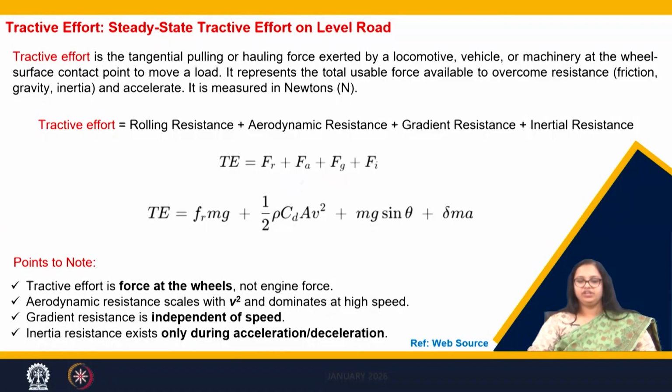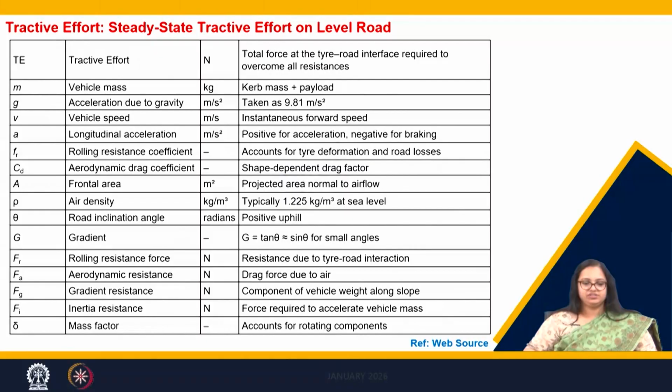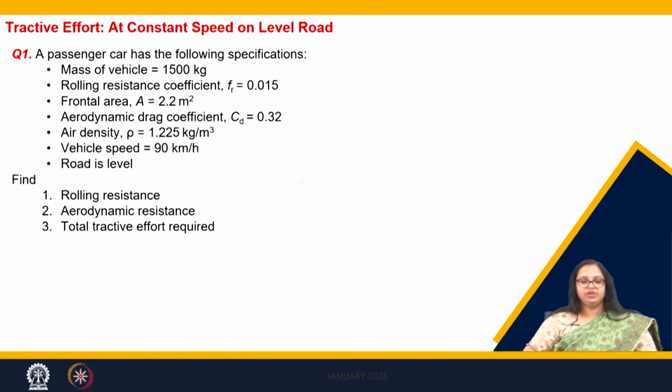Now, the points that we need to know about the tractive effort: the tractive effort is the force at the wheels and it is not the engine force. This is a very important point. The second point is that the aerodynamic resistance scales with v squared, that is the velocity, and dominates at higher speed. The gradient resistance is independent of the speed, and the inertial resistance exists only during acceleration or deceleration.